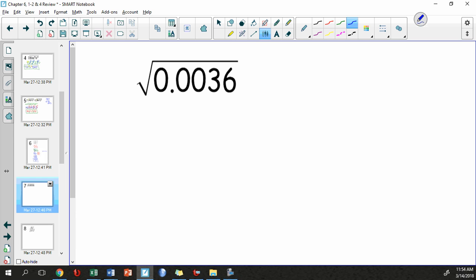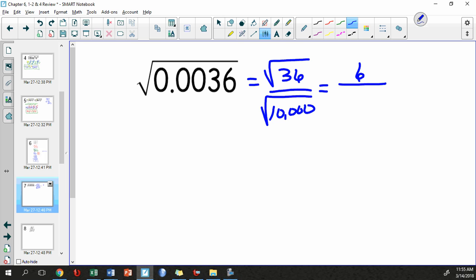How did we do this? Turn it into a fraction. So this is the tenths, the hundredths, the thousandths, the 10,000ths. So this is going to be 36 over 10,000. But I'm taking the square root of the top and the square root of the bottom. What is the square root of 36? What is the square root of 10,000? 100. And how does this reduce down to? Divide them both by 2 to give you 3 over 50.